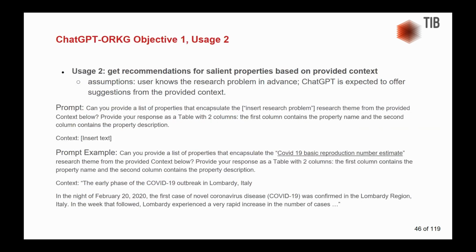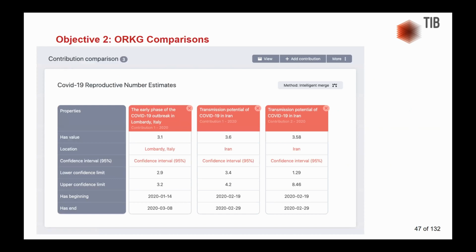Okay, so going back to the research assistant, we have a second usage scenario now, which is get recommendations for salient properties based on provided context. So here the assumption is the user knows the research problem in advance, but also knows the context on which the large language model has to work. So it could be the title and abstract, it could be maybe the results section of the paper, and so on. So we have two placeholders here, one for the research problem and another for the context. So that's essentially the usage scenario, and a second objective now. Here we are trying to identify all of these research assistant scenarios, so we are trying to do it step by step.